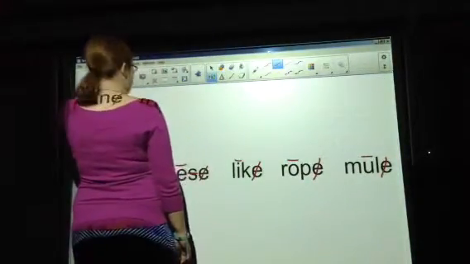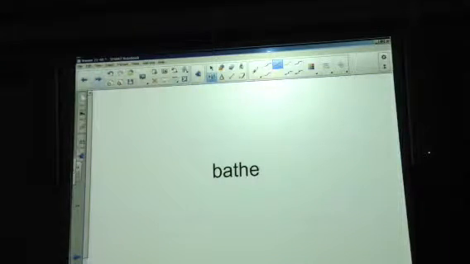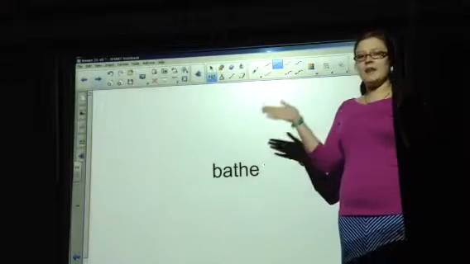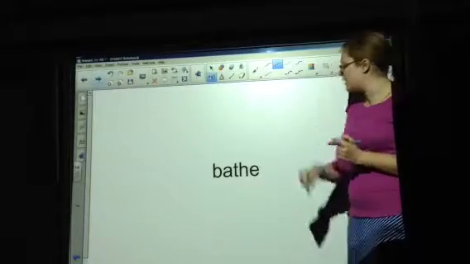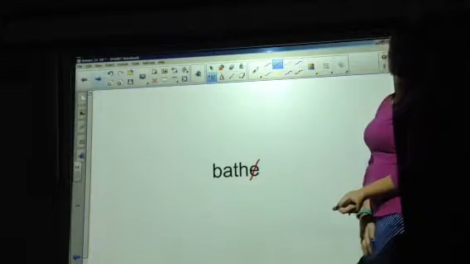Let's look at another word. Can this E make the letter A long? Yes. Why? Because the TH is just one sound. Very good. There's two letters, but that's a digraph. They come together to make one sound. So first we're going to cross out our E. Then what do I need to do?